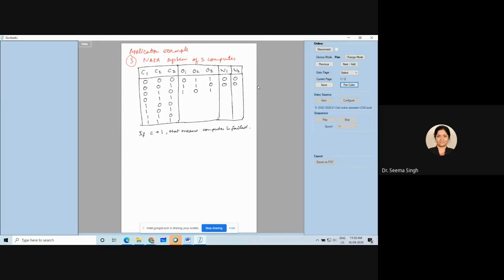Now coming to the fourth position. Only C2 and C3. What happened to C2, C3? C2, C3 has a problem. It is failed. C2, C3 failed means it is not available to work. Only one computer is available to work. Do you think warning need to be generated?